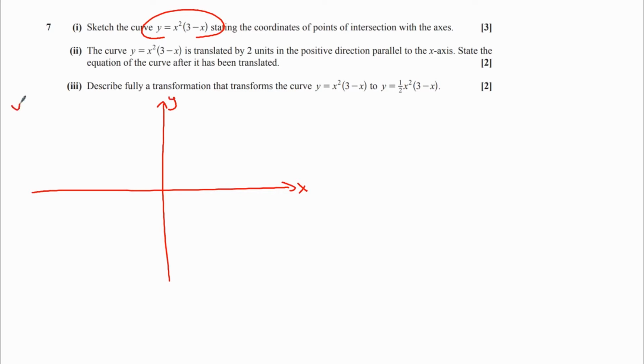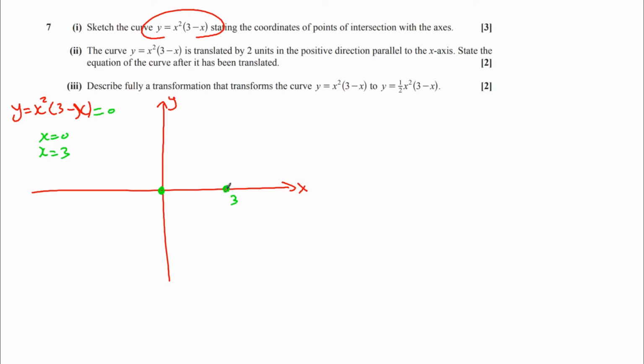When I look at y equals x squared times 3 minus x, if I put this equal to 0, what would happen? I would have x equals 0 or x equals 3. So in a way, the intersecting points for this curve are x equals 0 and x equals 3. So these are the 2 points.